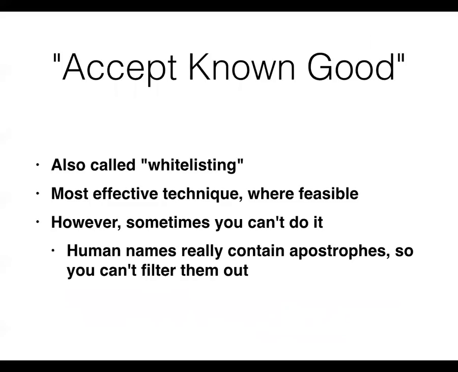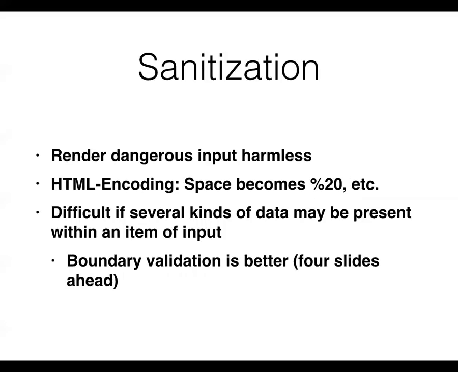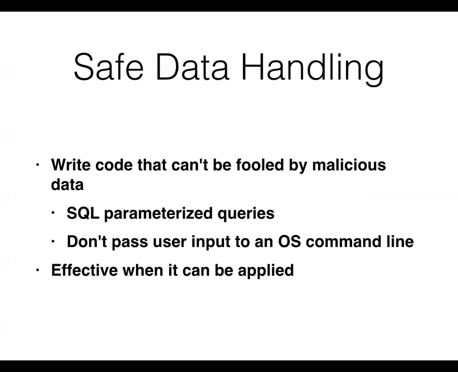You don't try to enumerate all the evil in the world. Instead, you enumerate all the good stuff and only accept stuff that is known to be good. This is a lot safer if you can do it. All right. And then there's sanitization, which is attempting to remove dangerous characters and things. HTML encoding changes space into %20 and so on. The problem is it's difficult if you have multiple servers.